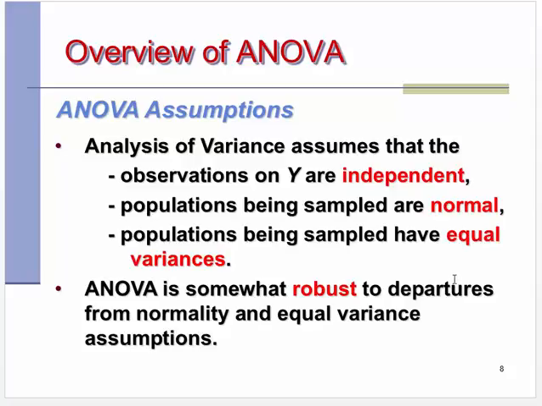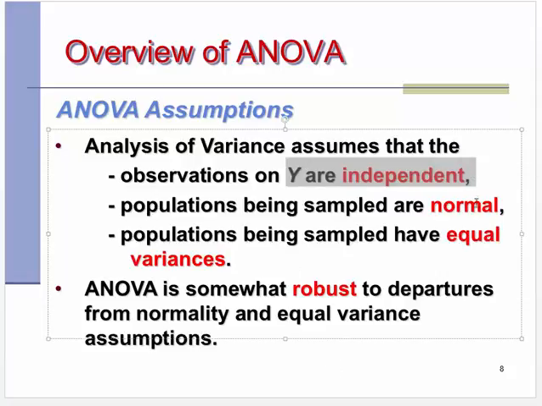There are some assumptions in ANOVA. Analysis of variance, or ANOVA, assumes that the observations on Y are independent. In other words, for example, the defect rates at different plant locations are independent of each other. And how long a person may stay in a hospital, from one person to another, is also independent. We can expect that. We can also assume that.